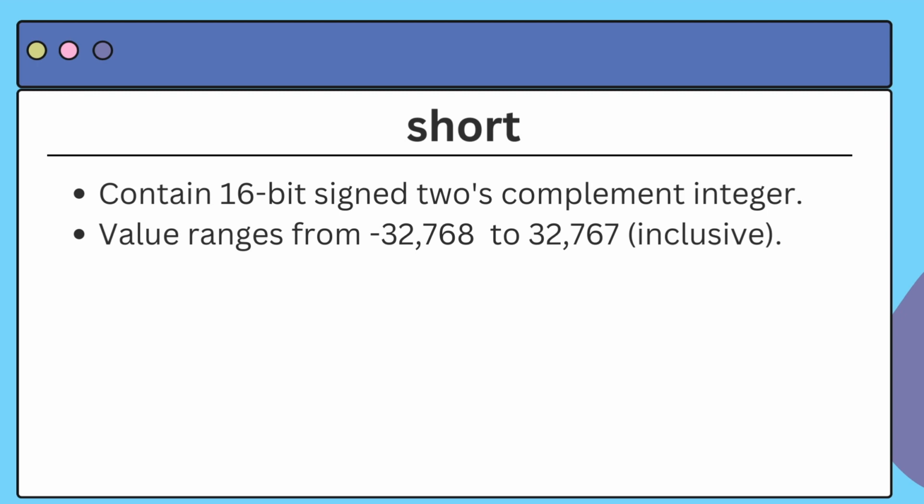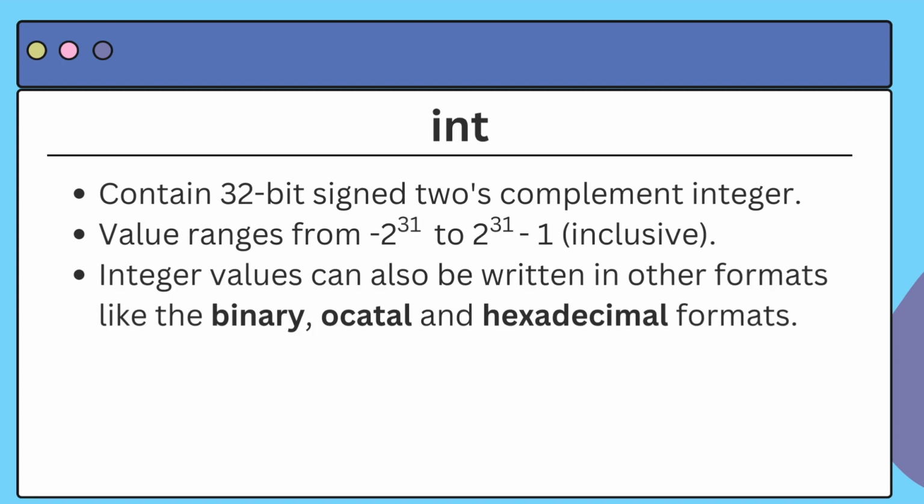The short integer type contains a 16-bit 2's complement integer. Similar to a byte, the data can be represented in 16 bits, and the leftmost bit stores the sign information, where 0 represents a positive value and 1 represents a negative value. The remaining 15 bits store the magnitude of the number in 2's complement form. That's the reason the range of short is from negative 32,768 to positive 32,767. So now let us move on to int.